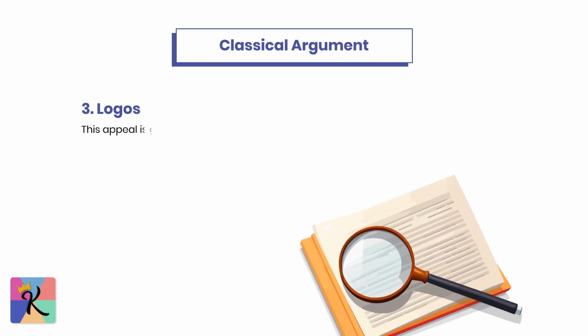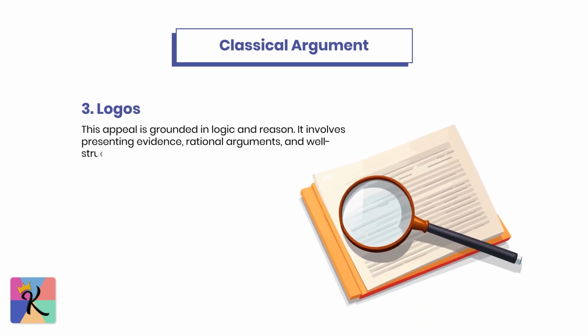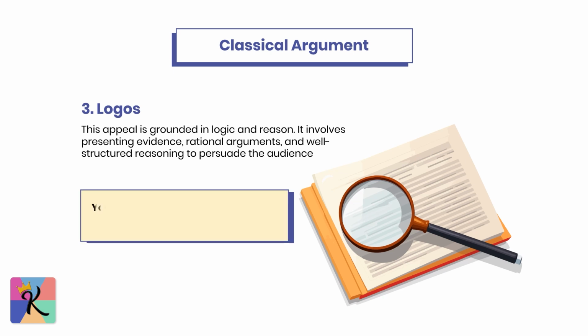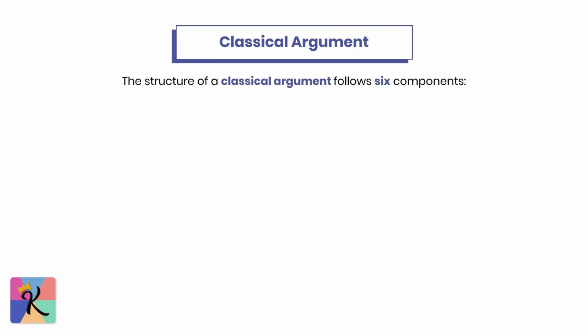Logos. This appeal is grounded in logic and reason. It involves presenting evidence, rational arguments, and well-structured reasoning to persuade the audience. You'll often see this in passages that use data or statistics to make a point. The structure of a classical argument typically follows 6 components.